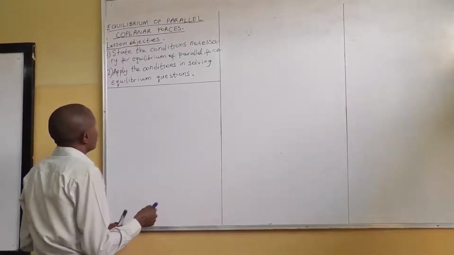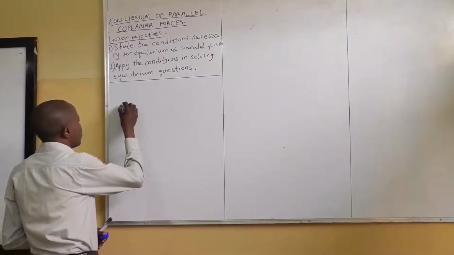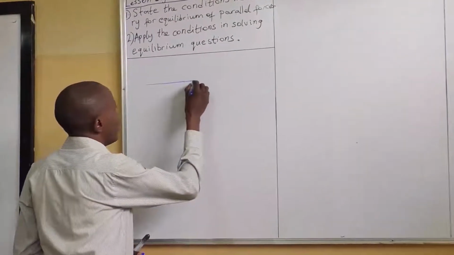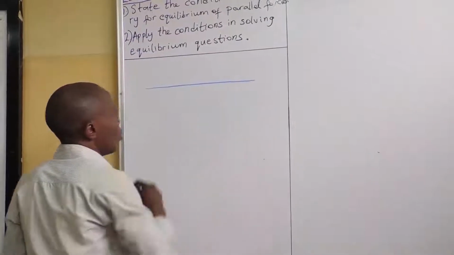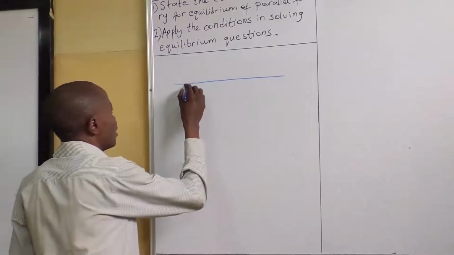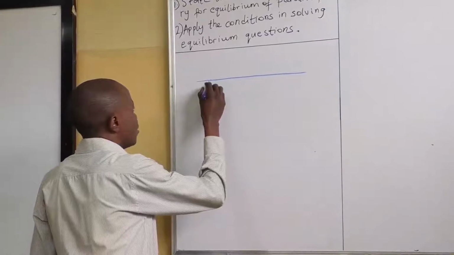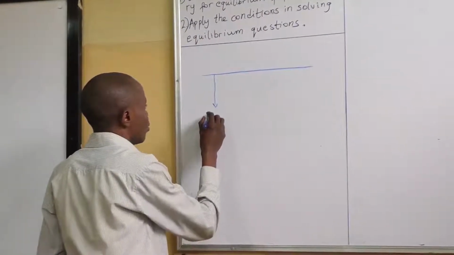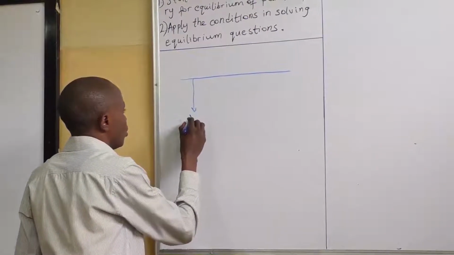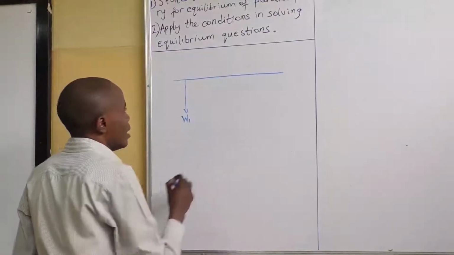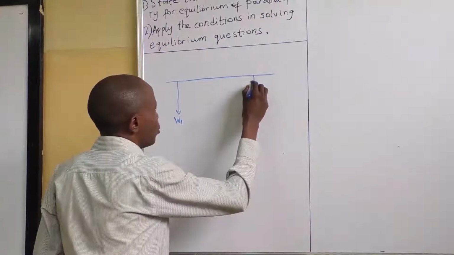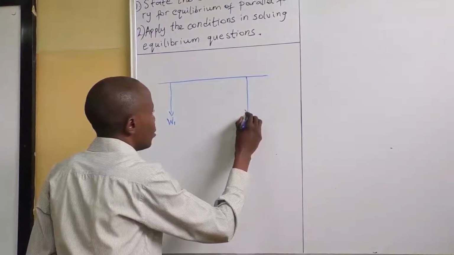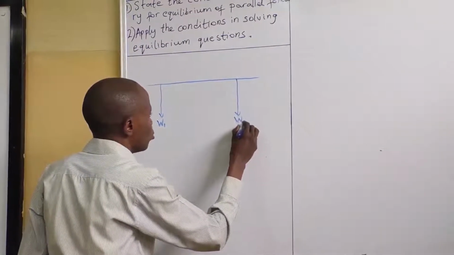Let's say we have a rod, and there's someone sitting here exerting a weight downwards. Let's call that person's weight W1. There's another person sitting here on the rod exerting another weight W2.